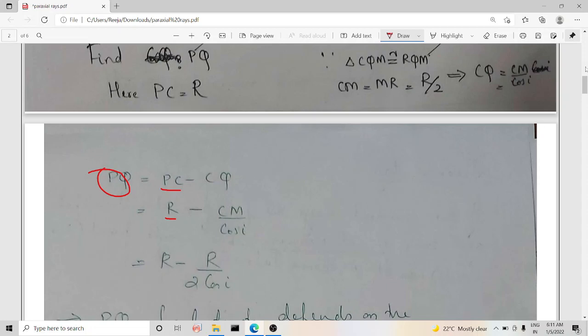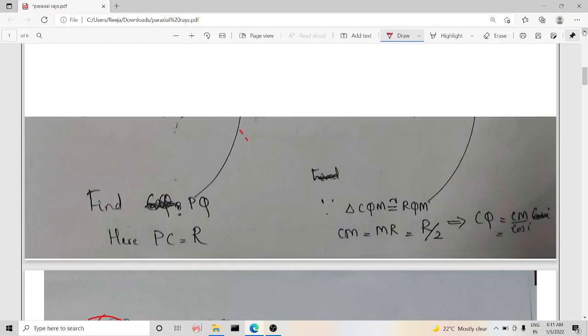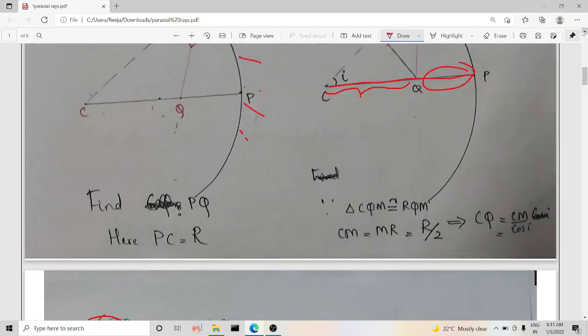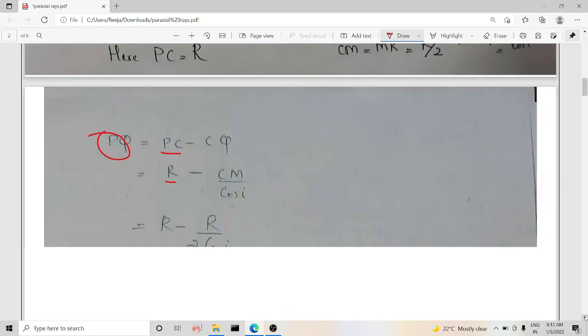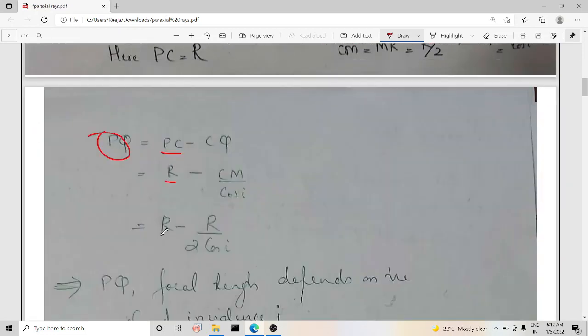What is CM? CM is again the radius of curvature itself, from the center to this normal here. So what is CM? CM is half of the radius of curvature. This distance here is half of the radius of curvature. So what do I get here? When I substitute all these values, R minus CM is R by 2 and the cos I here. So focal length PQ is equal to R minus R by 2 by cos I.